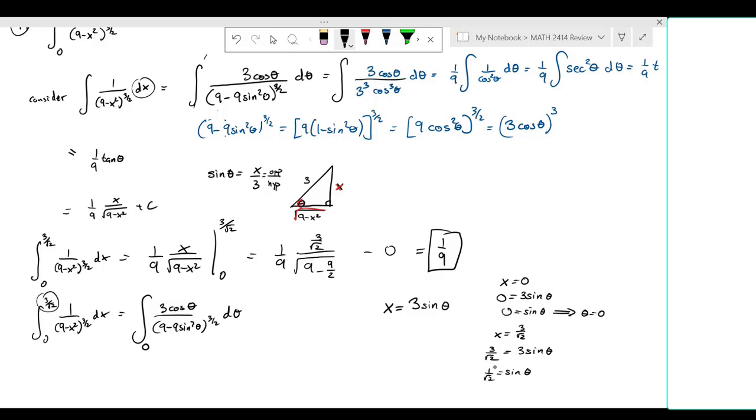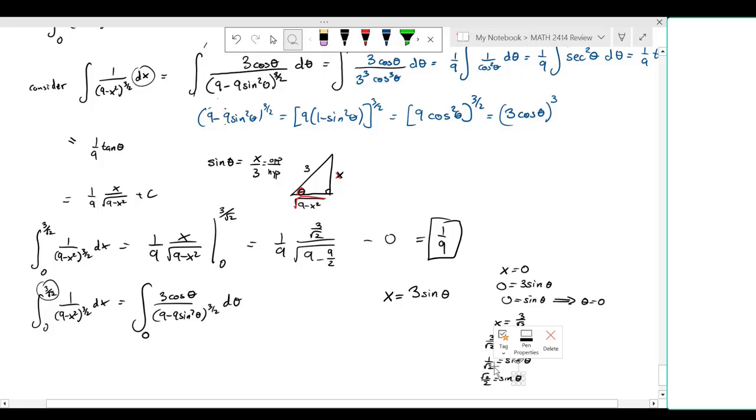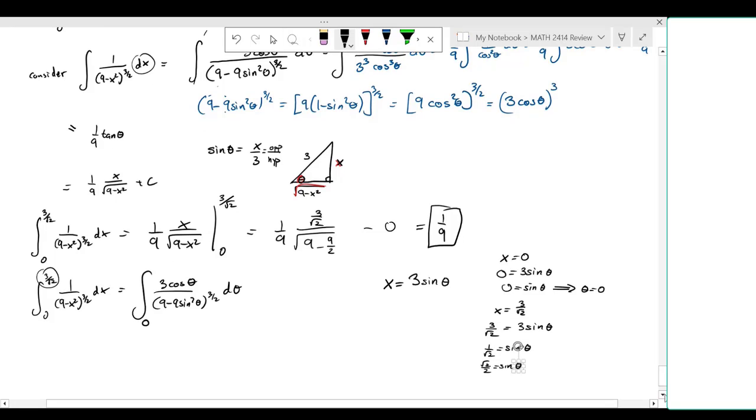So then we can, I guess, rewrite that. We would reason that sine of theta is equal to square root of 2 over 2 if theta is pi over 4, where theta is in that appropriate range. Okay. So we change the bounds from x values, because it's an integral with respect to x, to theta values, because it's an integral with respect to theta.